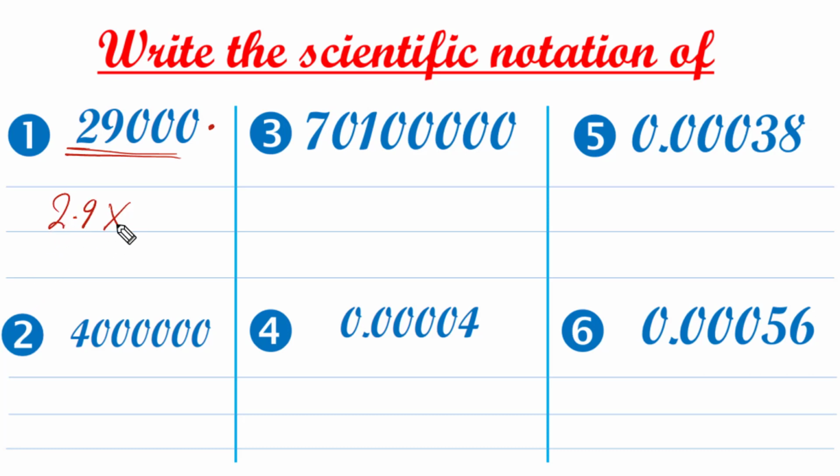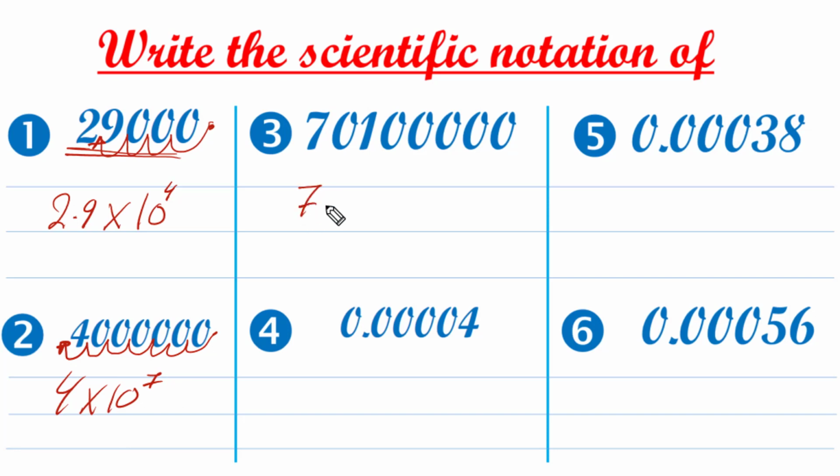Times the second factor, which is a power of 10. Just move to the left. How many digits, guys? We have 1, 2, 3, 4. 4 digits. Now times 10 raised to the power 4. In the same way, the next, it will be 4 times 10 raised to the power. You have to move how many digits? 1, 2, 3, 4, 5, 6, 7. Now 10 raised to the power 7.